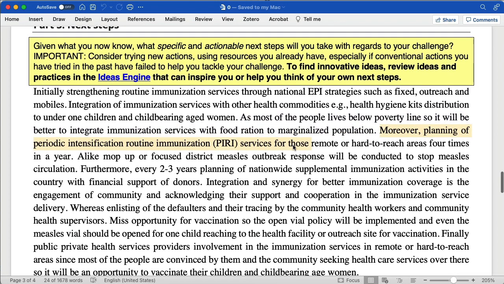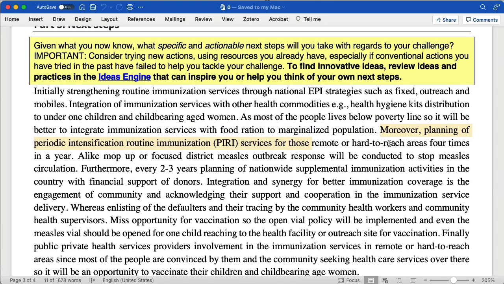Moreover, planning for periodic intensification 4 times a year. What we don't know is what's currently being done, because then there's a key question of, is there a need for innovation?